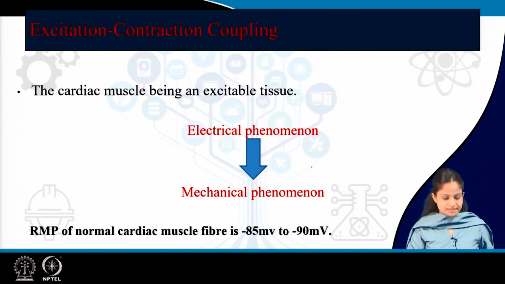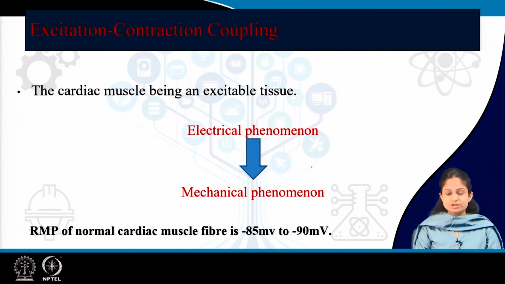So, with this we will move on to the excitation contraction coupling mechanism in cardiac muscle. What I had already told is that the electrical event precedes the mechanical event. Since cardiac muscle is an excitable tissue, the property of excitability is present in the cardiac muscle.